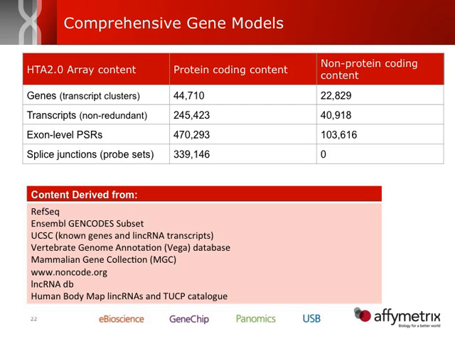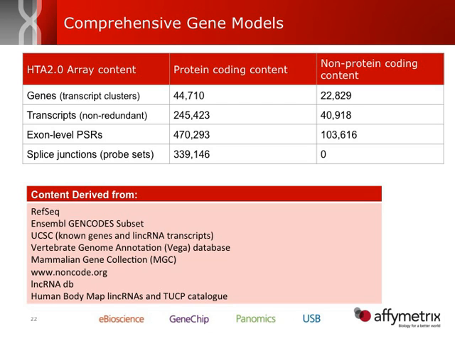And then we also have some non-protein coding content. These would be long non-coding intergenic RNAs, or lincRNAs. We have about 23,000 of those, and those are comprised of about 103,000 exon-level probe sets.